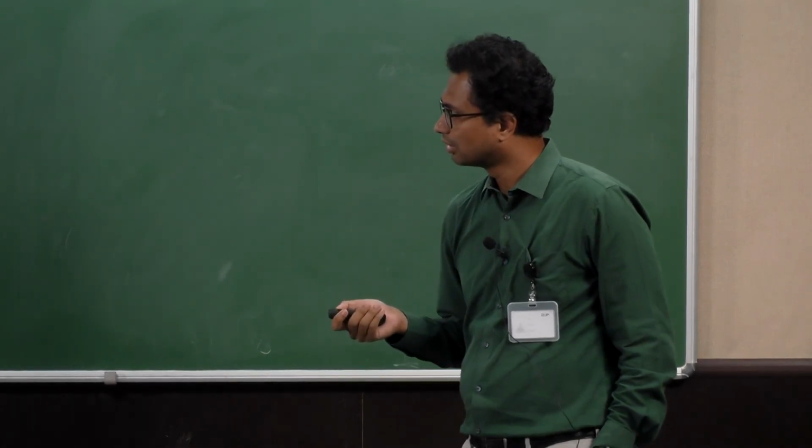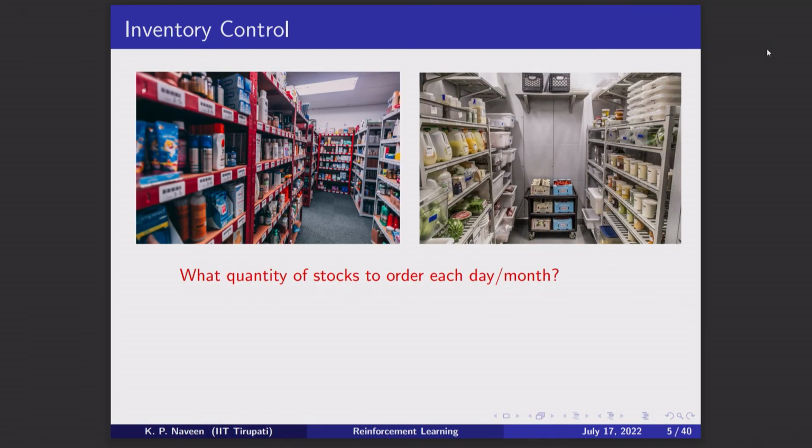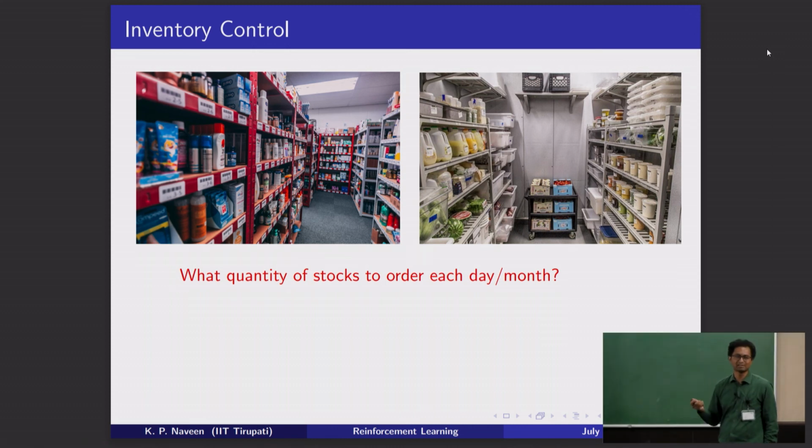So what quantity of stock to order each day or each month, okay? Some kind of timeline, right? I'll formalize this framework in a while, but just have this application in mind. This is inventory control, right? You can stop me anytime if you have any queries, so please feel free to interrupt. We'll discuss and then proceed further, okay?